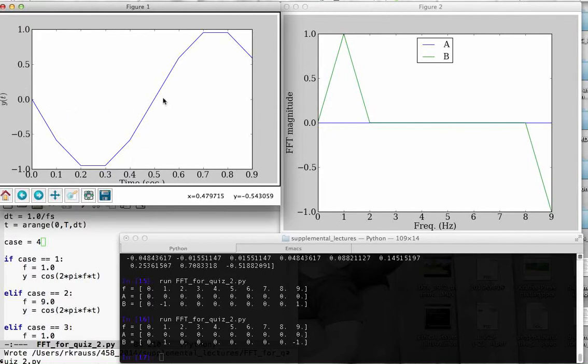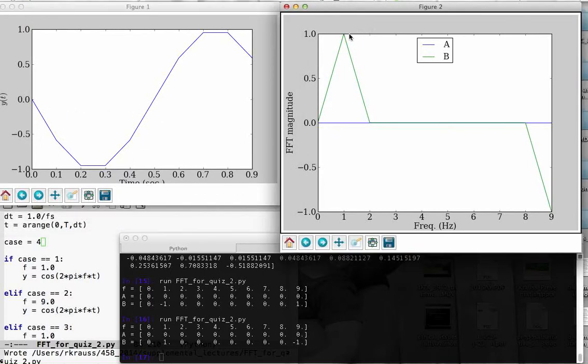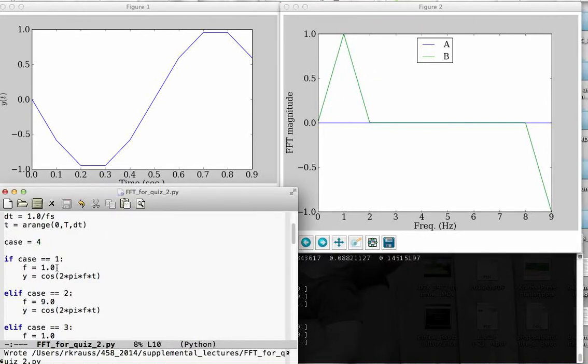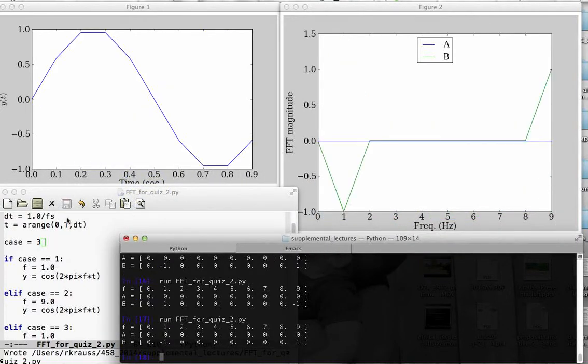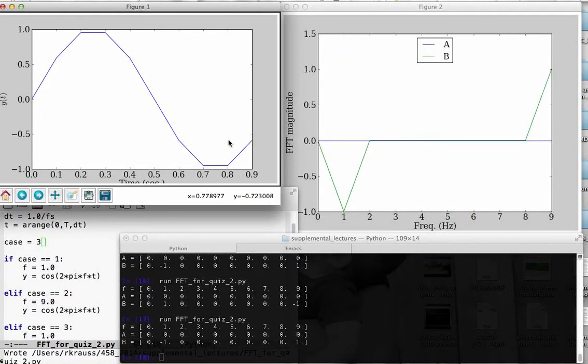It still looks like a 1 hertz sine wave, but it's multiplied by -1. But even though this looks negative, the FFT at the 1 hertz is positive, so the lower ones are always the opposite of what you'd expect. And then it's a -9 hertz. So that flips over as I go back and forth between cases 3 and 4. Now this looks like a positive 1 hertz, but I see a -1 at 1 hertz and a positive 1 at 9 hertz.